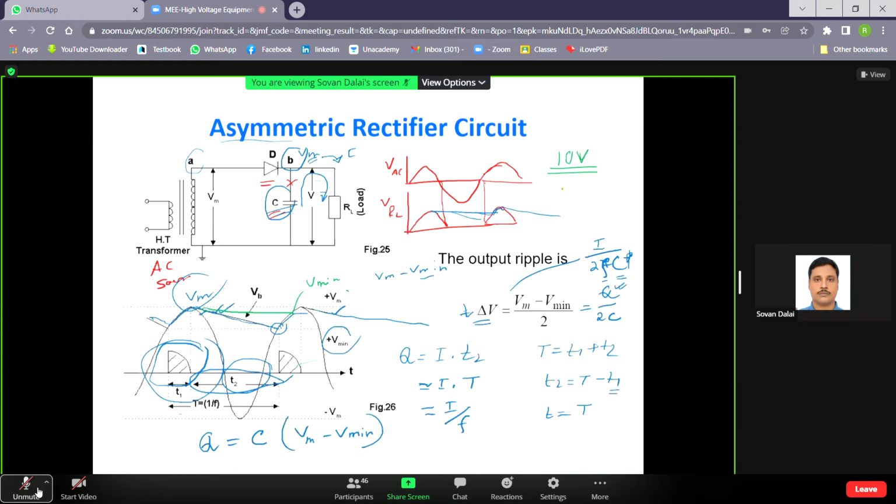বলেছি না, তোমরা সবই জানো, শুধু আমরা রিক্যাপিচুলেট করব, তাহলেই হাই ভোল্টেজ পড়া হয়ে যাবে। Now this is the most important criteria for selecting the peak inverse diode. Now you tell me, what is the peak inverse diode for this design?